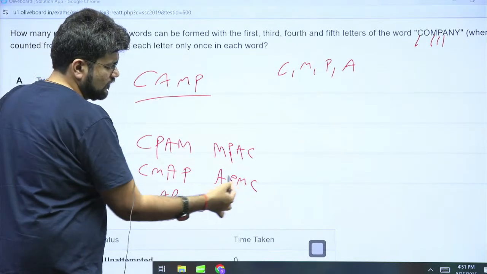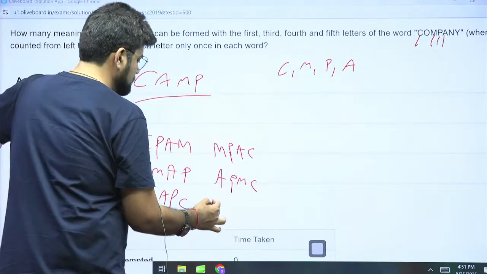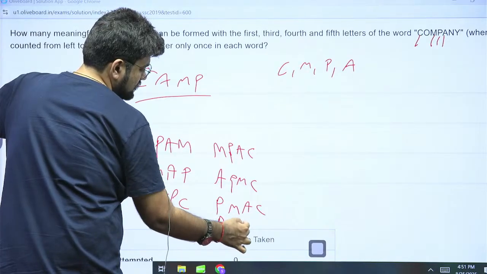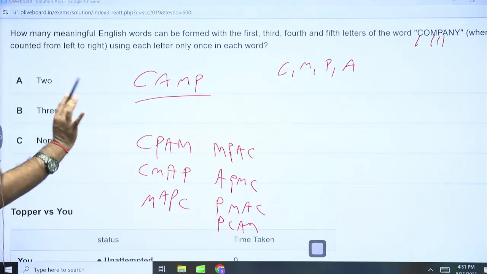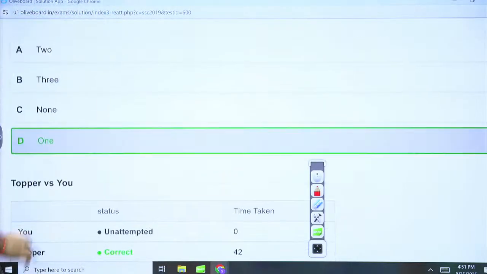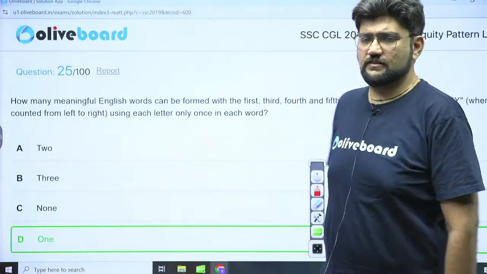APMC is useless because one vowel and 3 consonants together is never going to form a word. Anything which I am missing out on? PMAC, PCAM. Just random arrangements I have done. I can simply figure it out, nothing else. So 1 is going to be my correct answer. Option D is the right answer. 42 seconds, okay. Probably just confirmation, that's it.